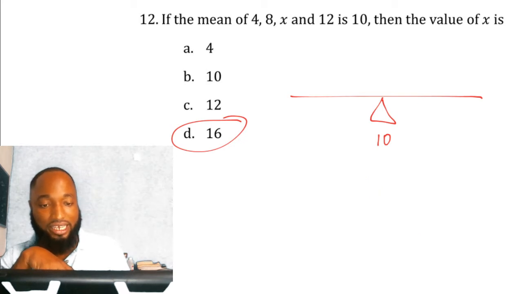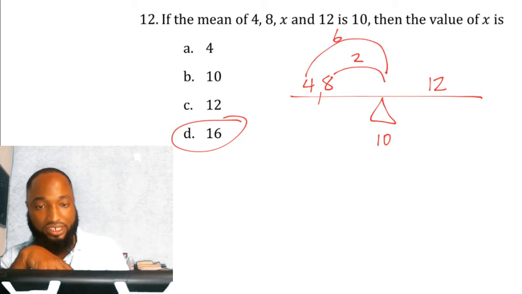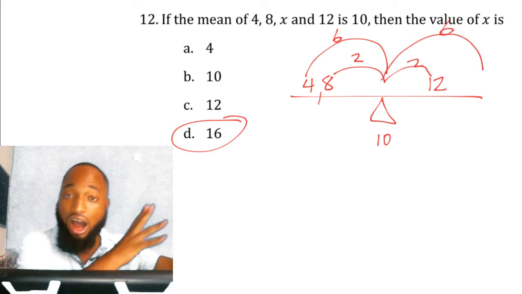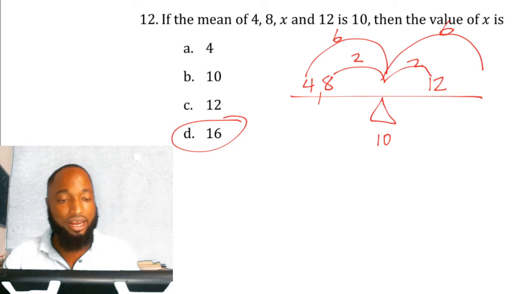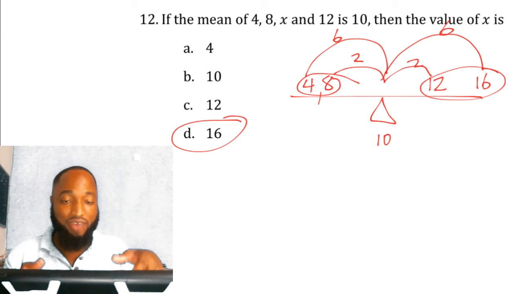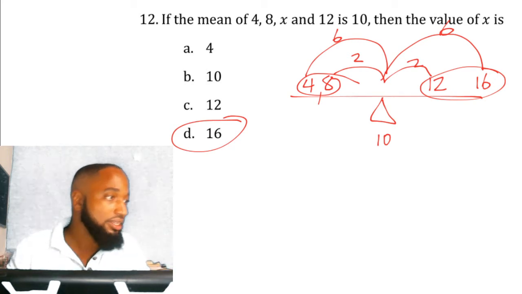So I'm saying 10 is here. They gave us a number more than 10 and they gave us 2 numbers less than 10. How much less is 8? 8 is 2 less. And how much less is 4? 6. How much more is 12? 2. So it means I need an additional 6 on this side of the 10 to get it to balance. So it's 16. So now I'm sure that when I add up these numbers and divide by 4, drop in the middle, they're going to be 10.